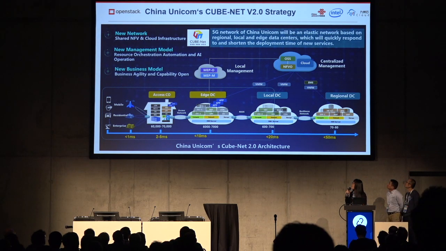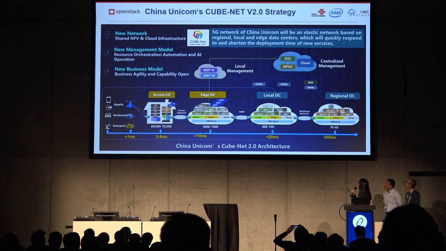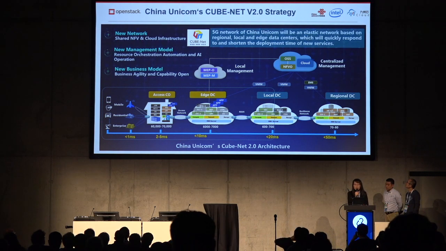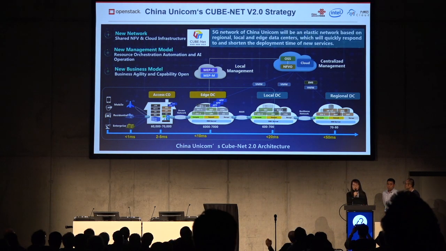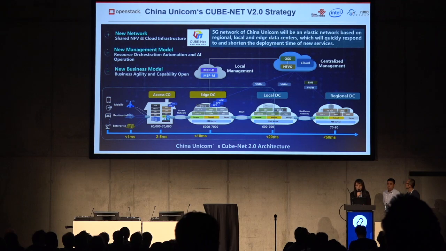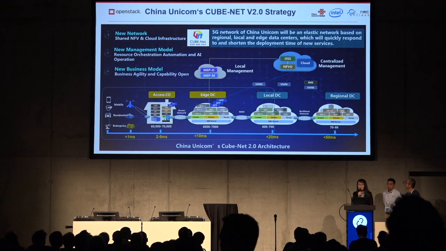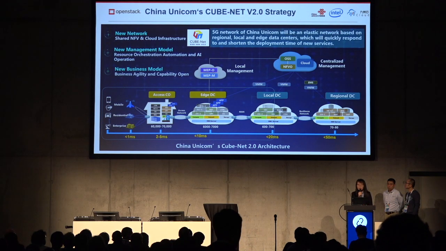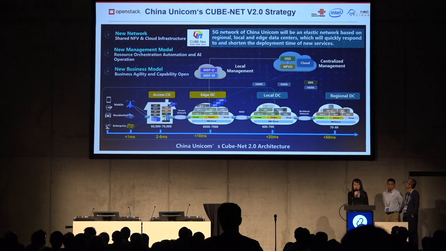Towards 2022, China Unicom will construct 70 to 80 regional DCs, 600 to 700 local DCs, and more than 6,000 edge DCs with new management and business models.